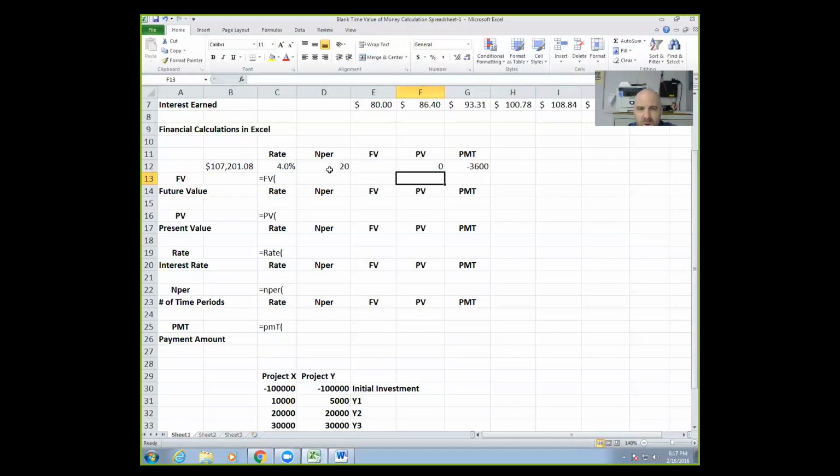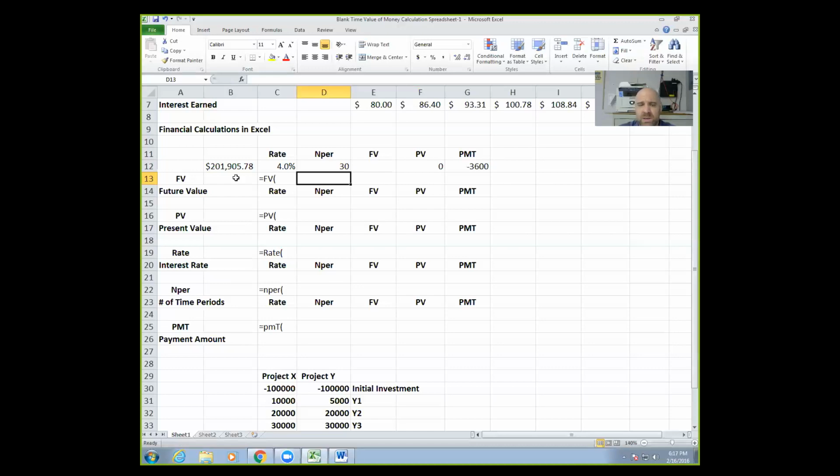So all I have to do is go back in here, change my N per from 20 to 30. And yes, exactly. You add 10 years and you virtually almost double your retirement amount in your IRA at the end. So it goes up to $201,905. All right, so that's a future value type question. Any questions about that? Either of those two?